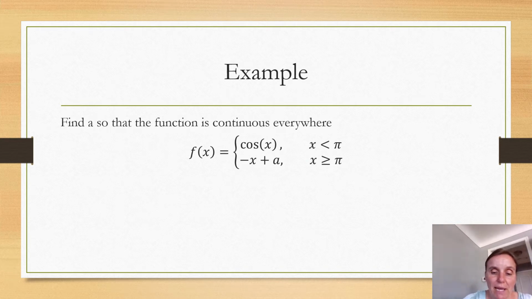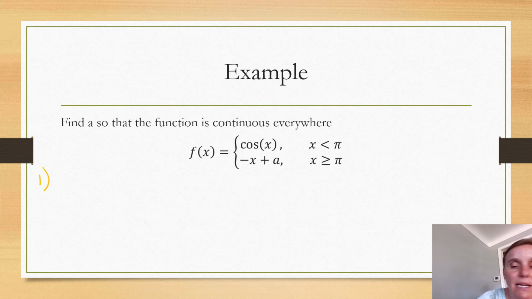So if I think back again to part 1 of that continuity test, first of all, cosine is continuous, and a linear function is continuous everywhere. So the only place where we might have some trouble is at pi. So we're going to say, f of pi, I know for sure, is going to follow this second part of the piecewise definition. So f of pi is going to be negative pi plus a, because that's where the equal to bar is.